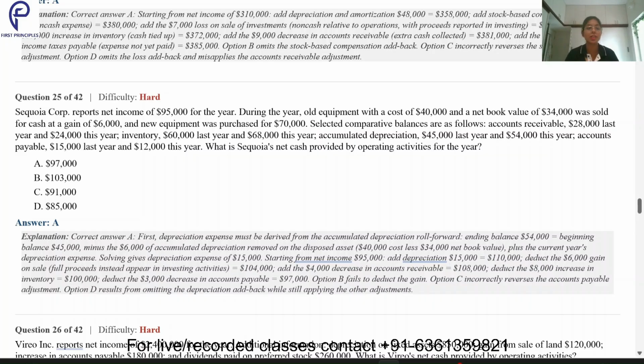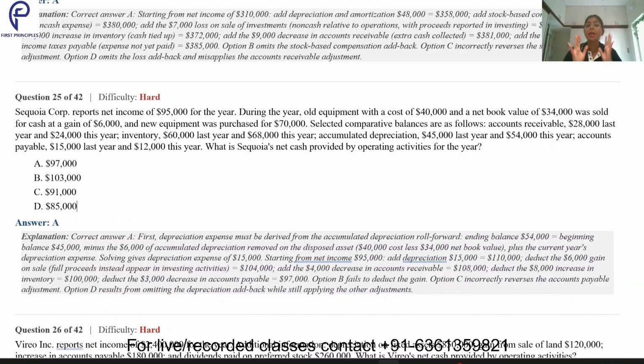Okay, starting with question number 25. The 25th question is quite lengthy. As we can see, it's almost a 4-line question. Whenever you see such a lengthy question, we don't have to read right from the beginning. First of all, what should be our approach? We should read the last line of the question. What does the last line of the question say? What is Sequoia's net cash provided by operating activities? That means we need to calculate net cash from operating activities.